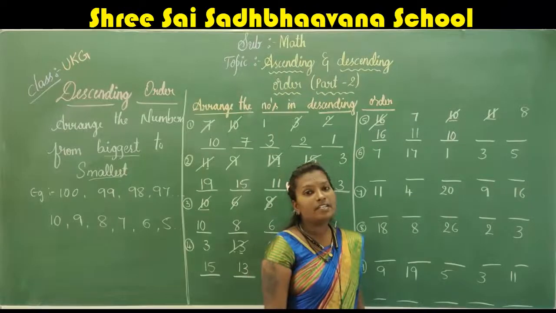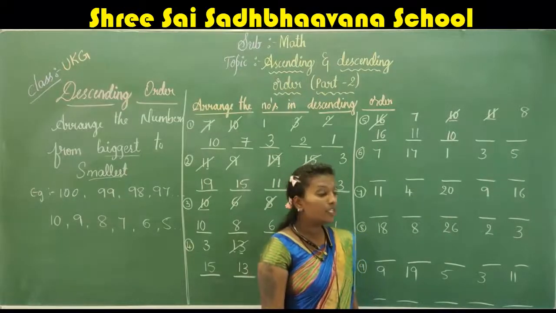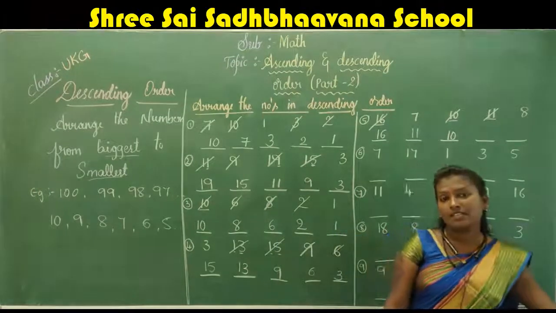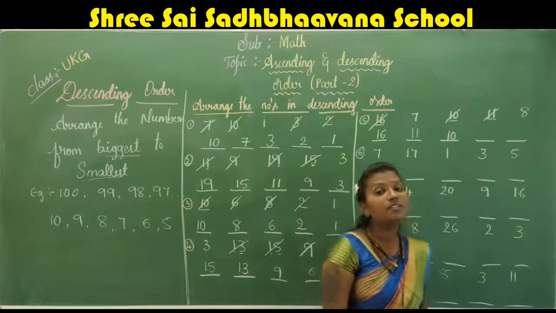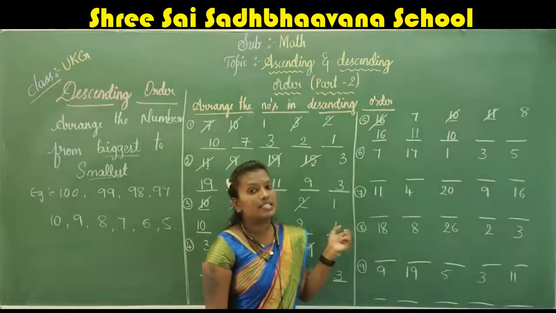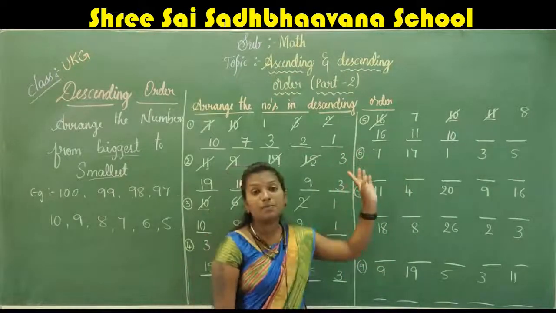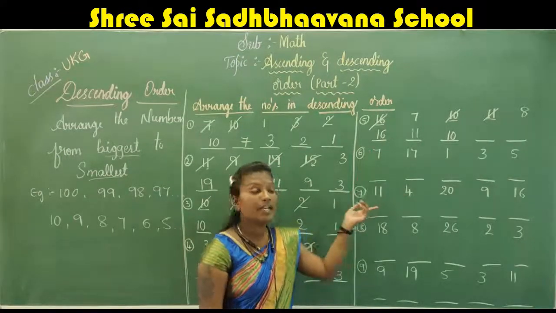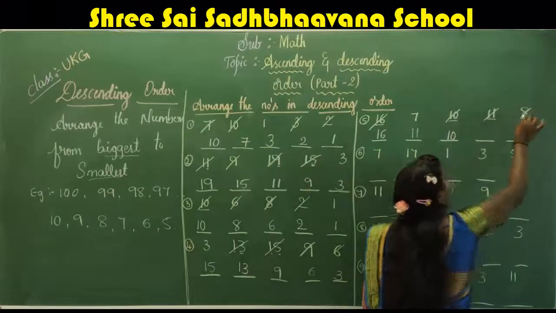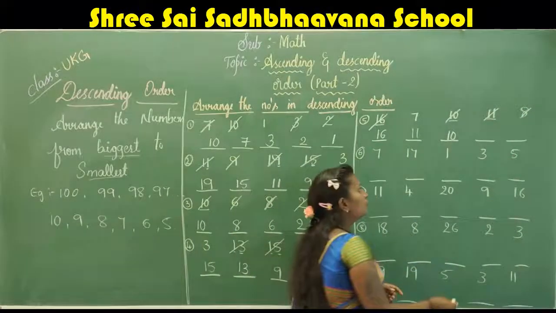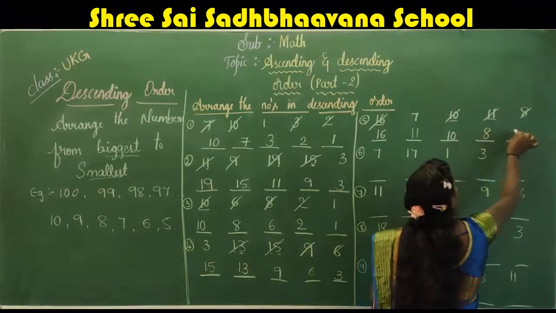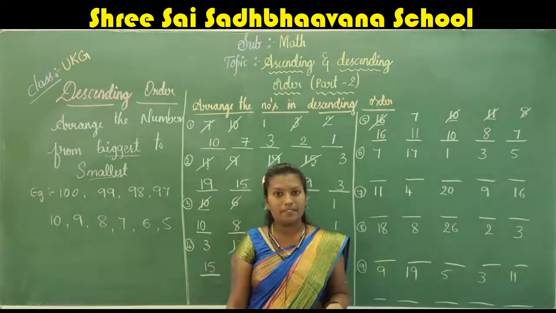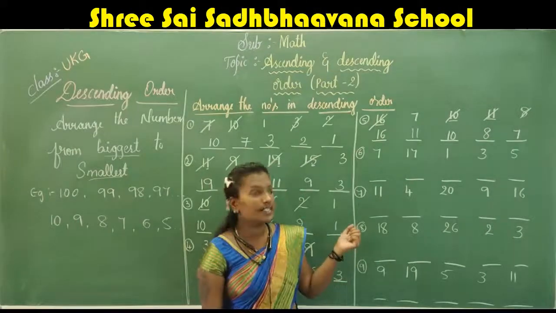Next, 7 and 8. In this two number, which is the biggest number, children? Number 7 is the biggest number? No. Then which is the biggest number here? 7 or 8? Yes, number 8 is bigger than number 7. So now what we have to do? We have to cancel number 8. This number 8 we have to write in the fourth place. And last number is 7. 7 is the smallest number. Next, we'll go for the sixth one.